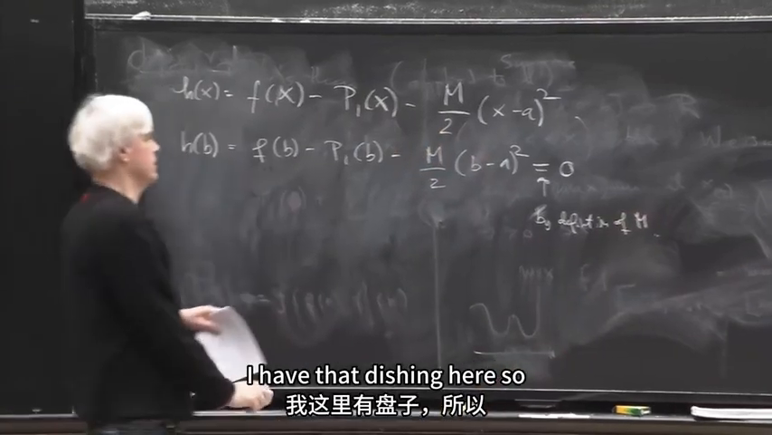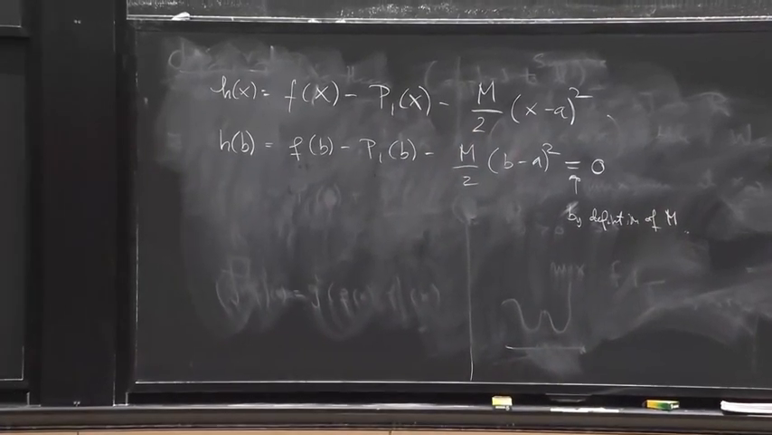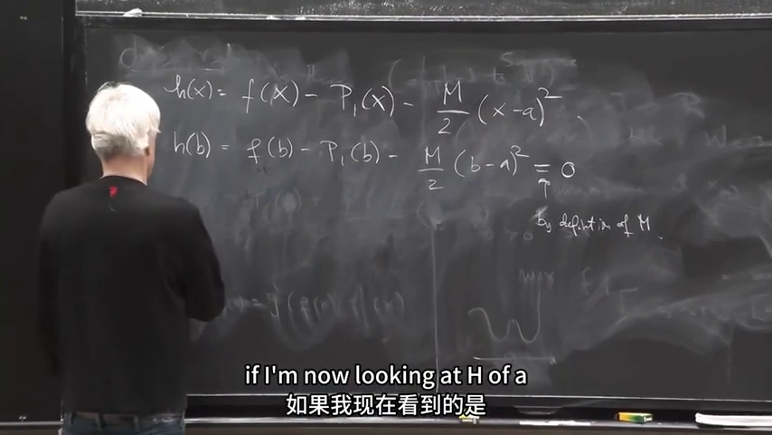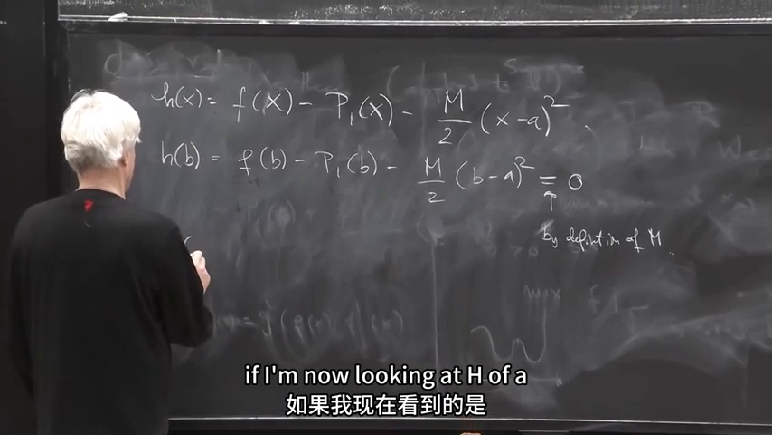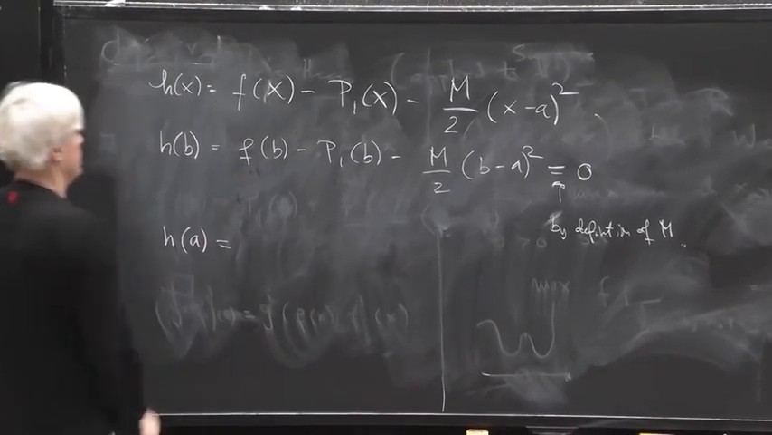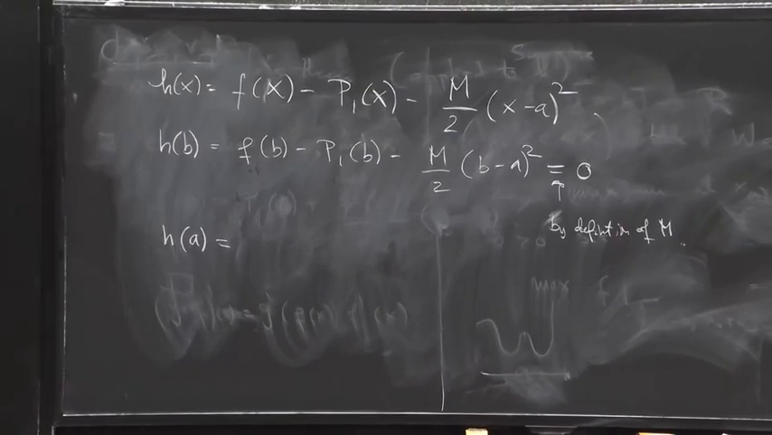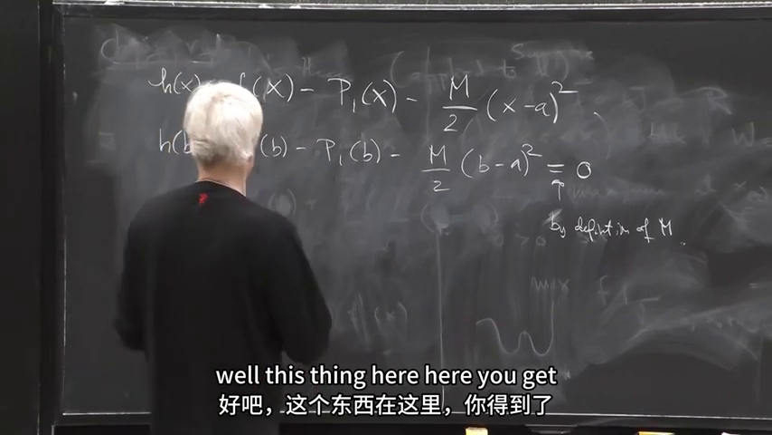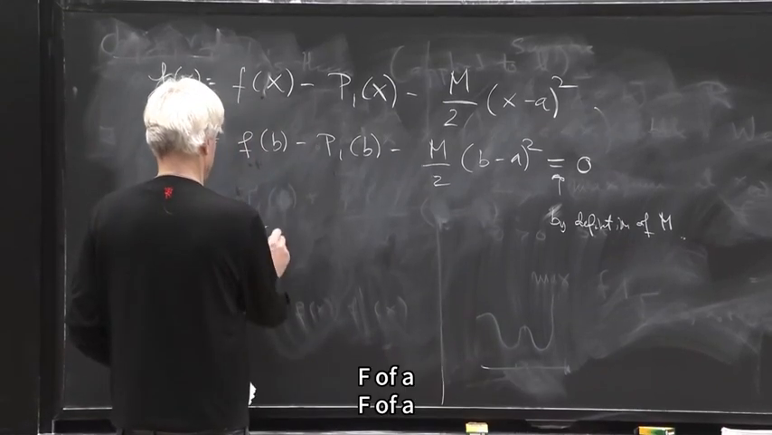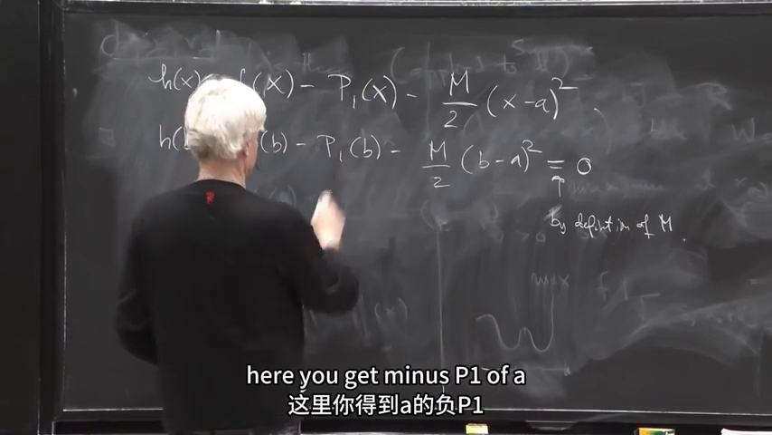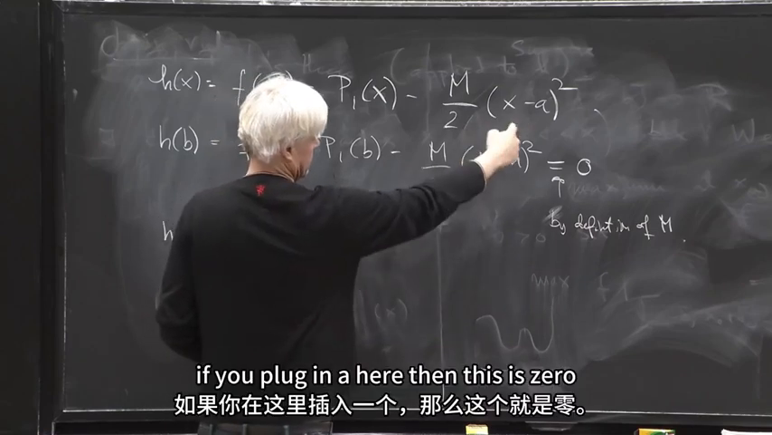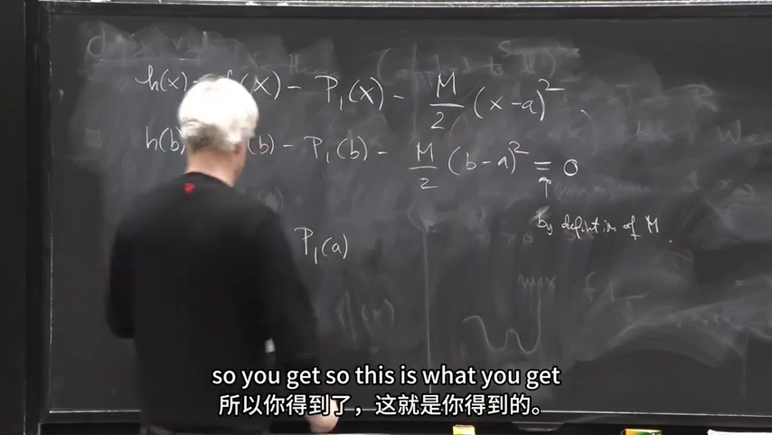I have that this thing here is 0. Right. If I'm now looking at h of a, well, this thing here you get f of a. Here you get minus p1 of a. If you plug in a here, then this is 0. So this is what you get.